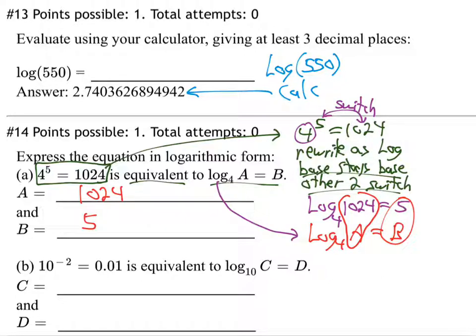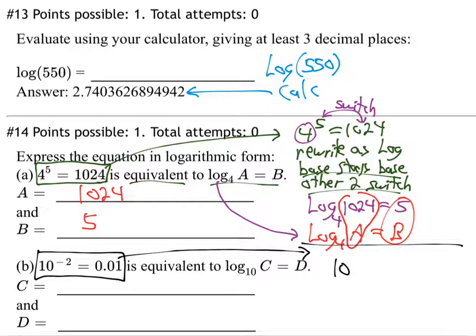Here it is again. Same kind of thing. They're giving me this. They want me to rewrite it. So 10, let me separate this, 10 to the minus 2 is 0.01. So you know what to do, right? When we rewrite, we put in the log word, and the base stays the base. The other two switch. So who's the base?